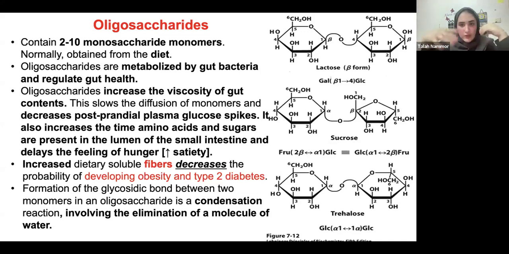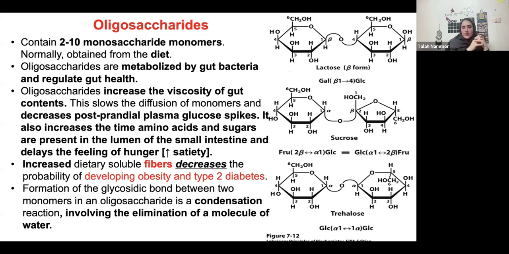So usually the formation of the glycosidic bond, so when we have a glycosidic bond between two monomers, what happens is it's a condensation reaction and the water is gonna be eliminated. So for each bond between the two, a water molecule is eliminated. Is this clear?